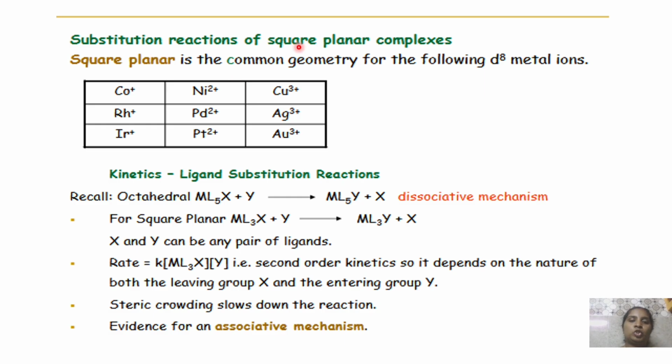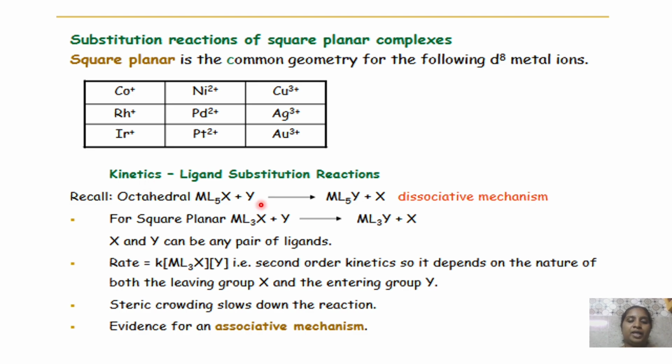This trans effect shows in only the square planar complexes. Square planar complexes are generally shown by the metals with d8 configurations: cobalt 1+, rhodium 1+, iridium 1+, or nickel 2+, palladium 2+, platinum 2+, copper 3+, silver 3+, gold 3+.